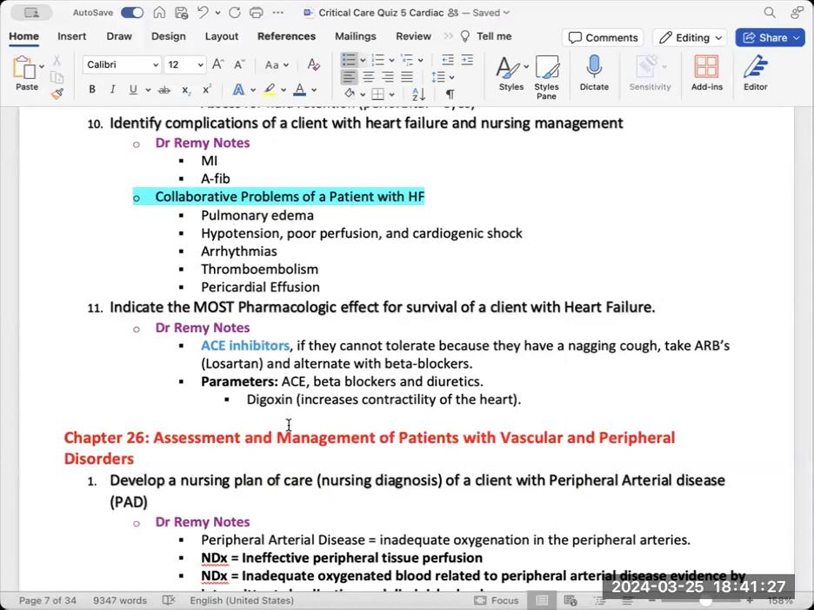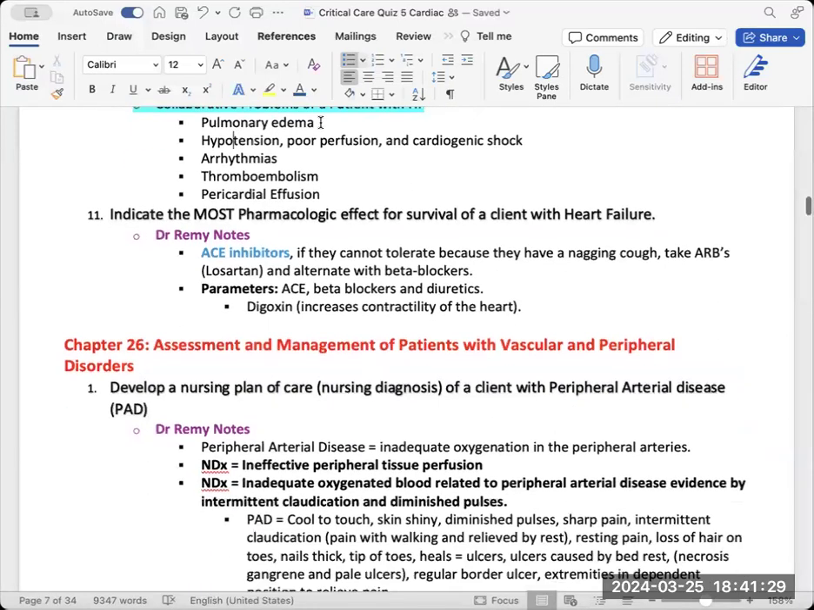The next question is to indicate the most important pharmacological effect for survival of a client with heart failure. She said we give ACE inhibitors. ACE is our priority. If they can't get ACE, let's say they're having a nagging cough with it, we can give them ARBs and metoprolol and alternate with things like that.